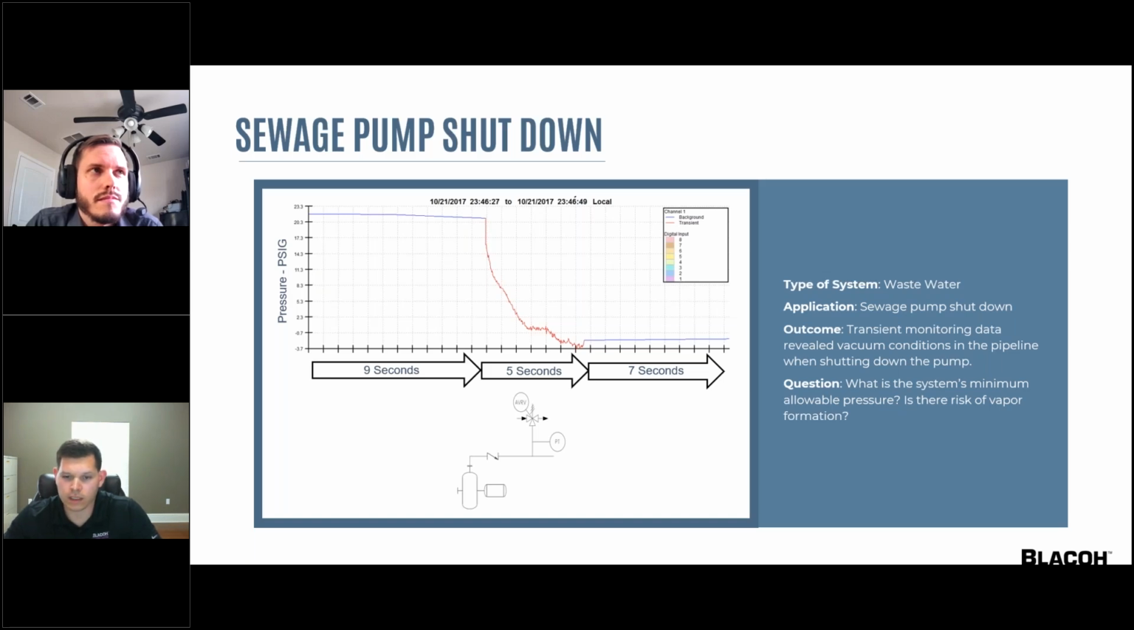So this is revealing a few concerns. The first thing I would check is that faulty air valve because it never opened. It looks like it's clogged, or maybe it's offline completely because it was leaking, but either way, it probably needs to be serviced. The other concern is the system's minimum allowable pressure and even the risk of vapor formation. This is just a reminder, maintenance is usually cheaper than your repairs.